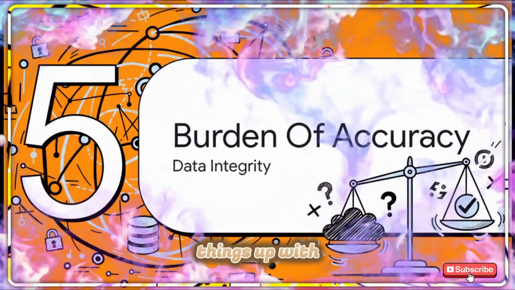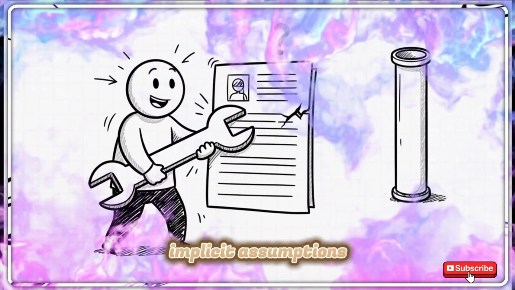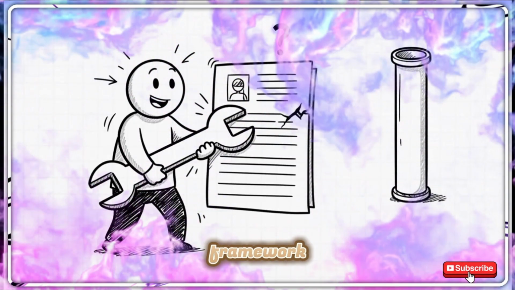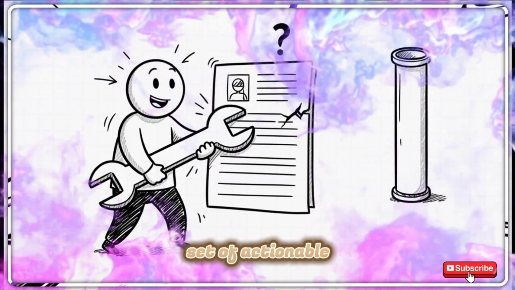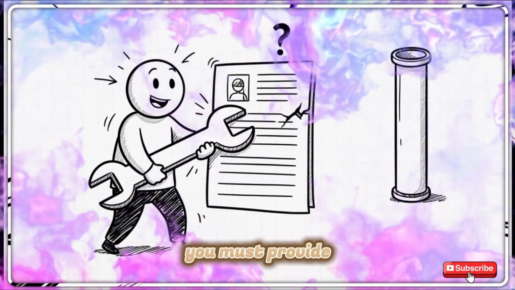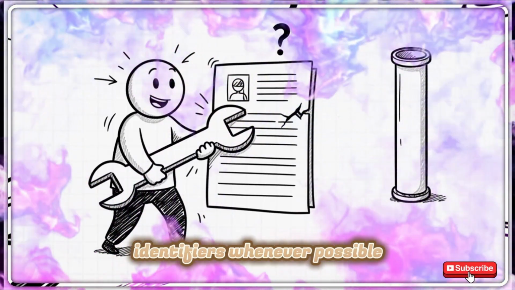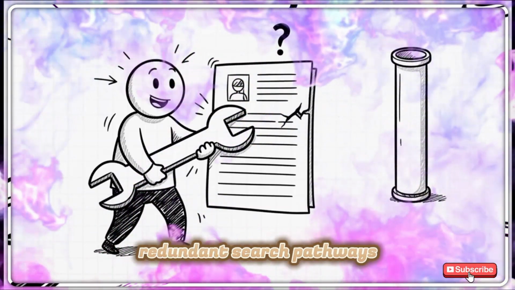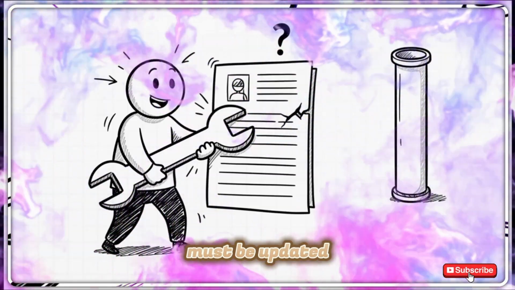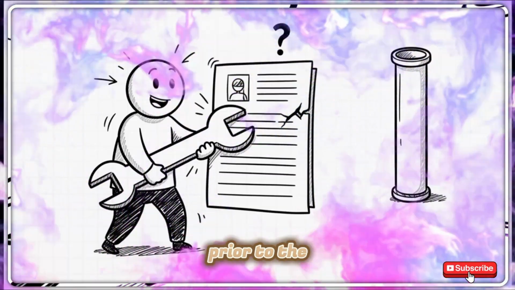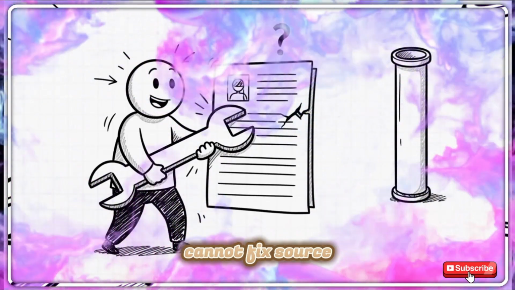Finally, let's wrap things up with Section 5, the burden of accuracy. Let's unpack the implicit assumptions regarding data integrity within this whole framework. Based on everything we've analyzed, the expert report offers a really clear set of actionable insights. First, you must provide the most recently issued documents. Second, supply multiple identifiers whenever possible to create those redundant search pathways. But the most important takeaway? Any records must be updated directly with the source agencies prior to the query because, as we established, this verification system cannot fix source errors.